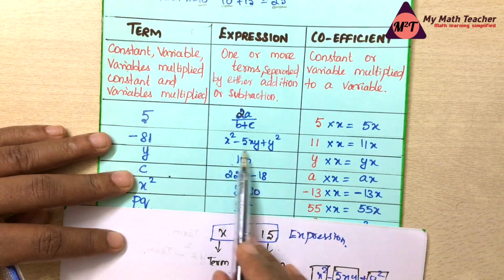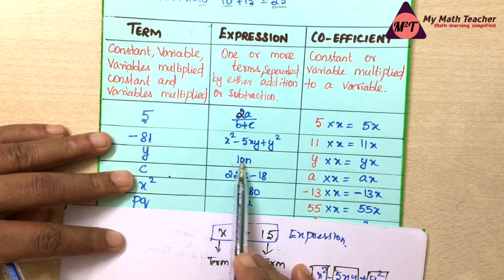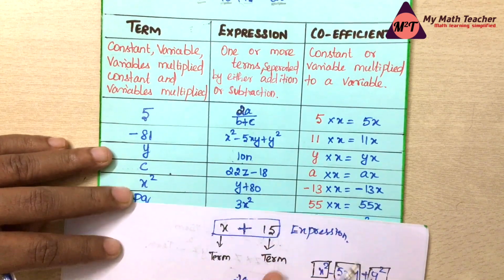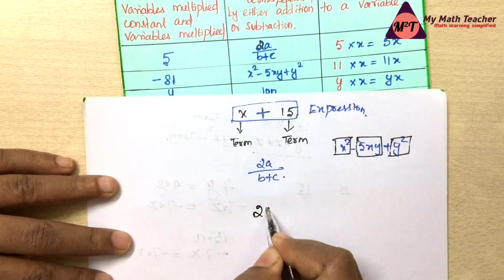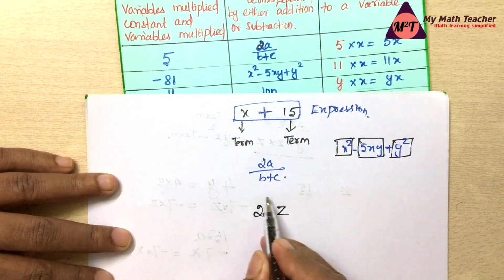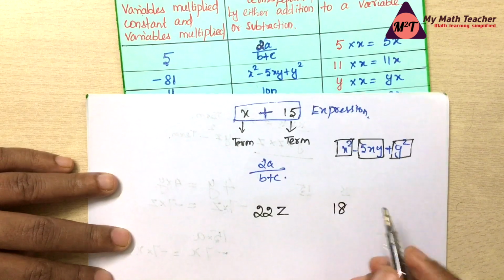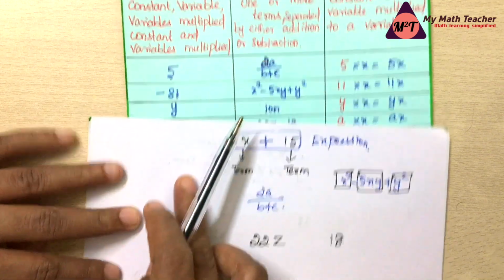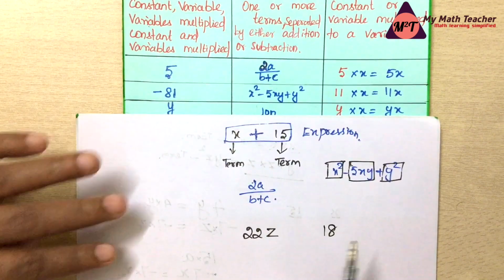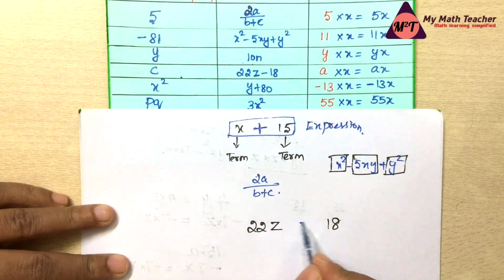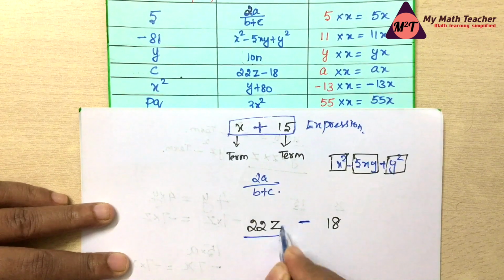Now you can see 10n. It's simple, only one term is there. 10 multiplied by n. Okay. Now 22z minus 18. What is the meaning? 22z is a term. A constant is multiplied to a variable, and 18 is again a term because it's a simple constant here. Now both are connected with this operator. What is the operator given? That is minus.